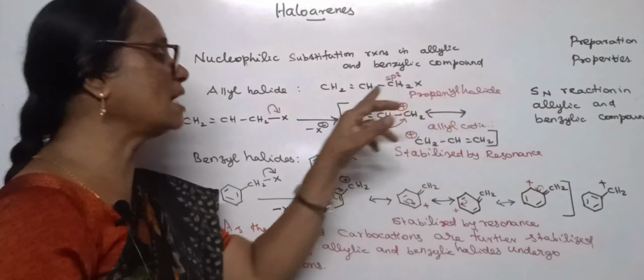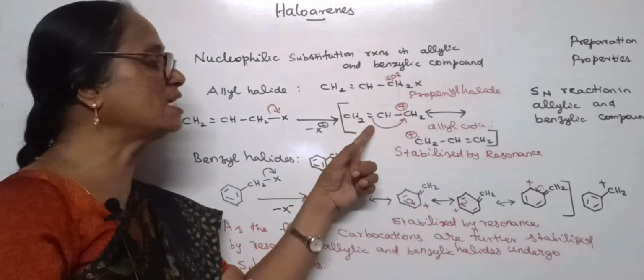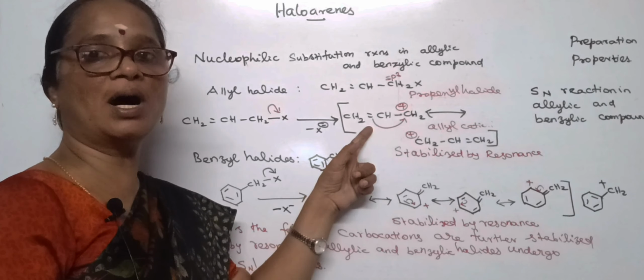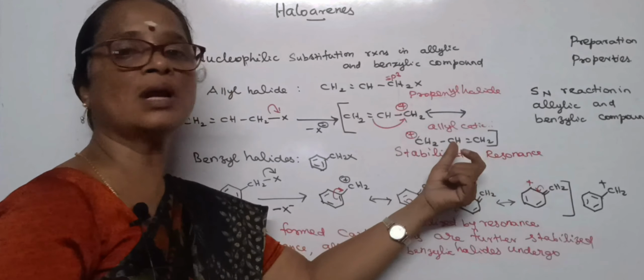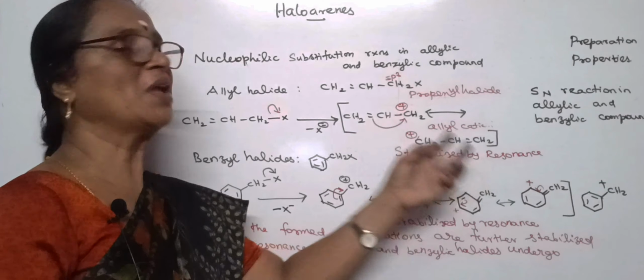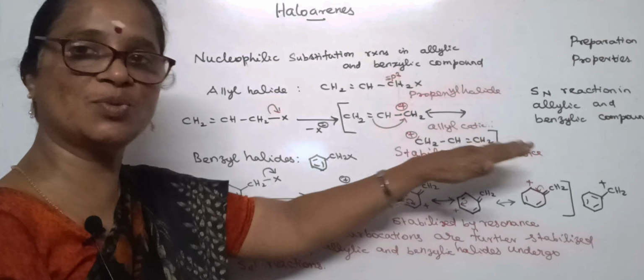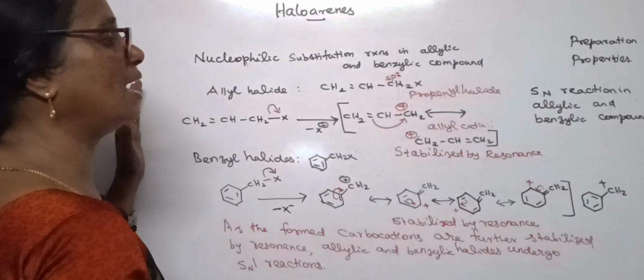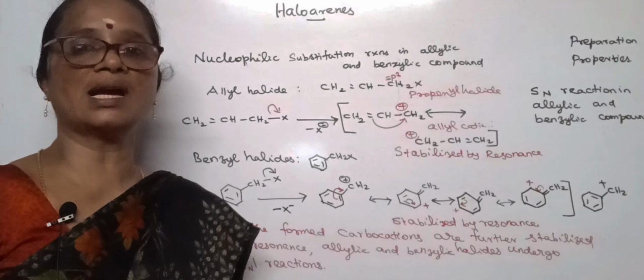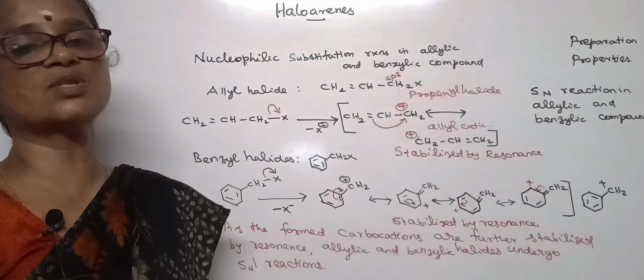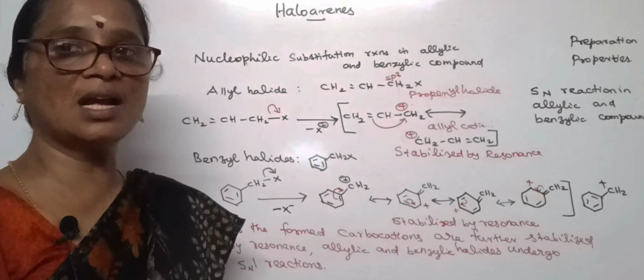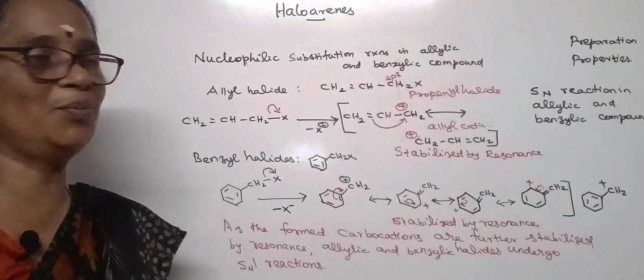This positive charge is further stabilized by resonance with the adjacent double bond, and hence we are getting one more resonance stabilized structure. As the formed carbocations are further stabilized by resonance, allyl halides will undergo SN1 reaction, because SN1 reactions only follow the formation of carbocation as intermediates.